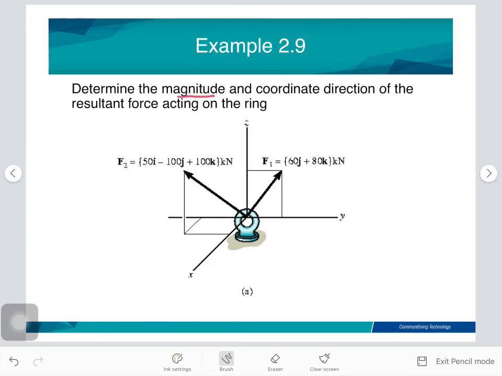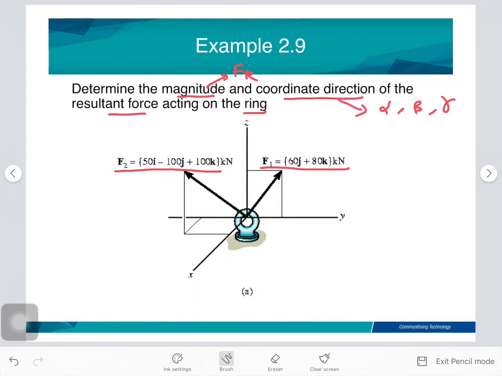Determine the magnitude and coordinate directions of the resultant force acting on the ring. So this one, as usual, we need to determine the resultant force and what is the coordinate direction. Coordinate direction means that you need to determine the alpha, beta and gamma. So now how many forces do you have? So you have two, right? So you have F1, you have F2. Your F1 and F2 are already given in Cartesian. So now you need to determine the force resultant and coordinate direction angles.